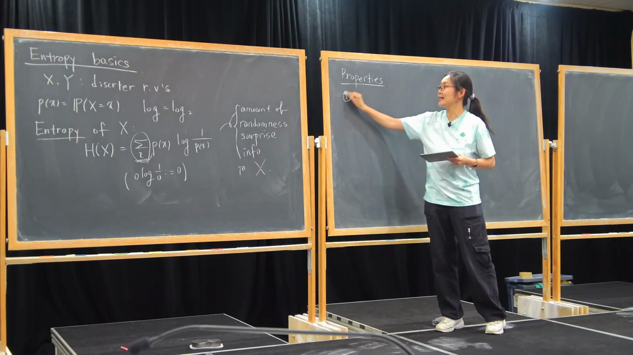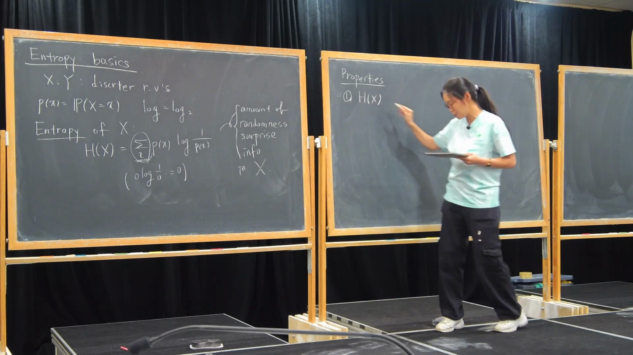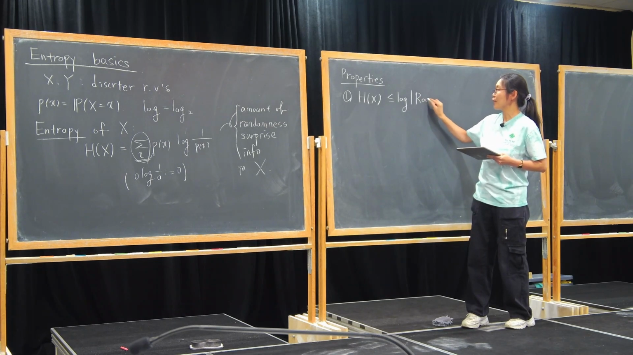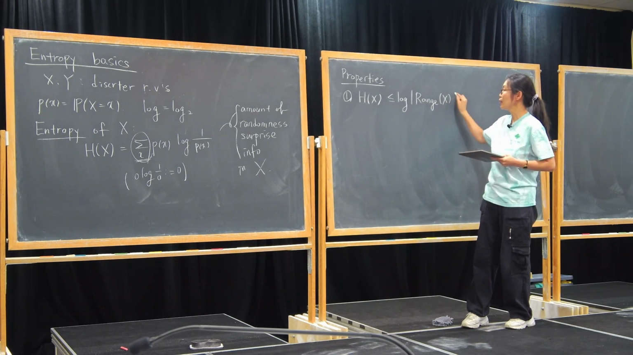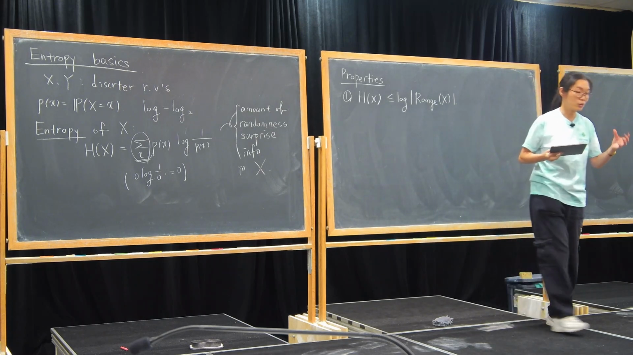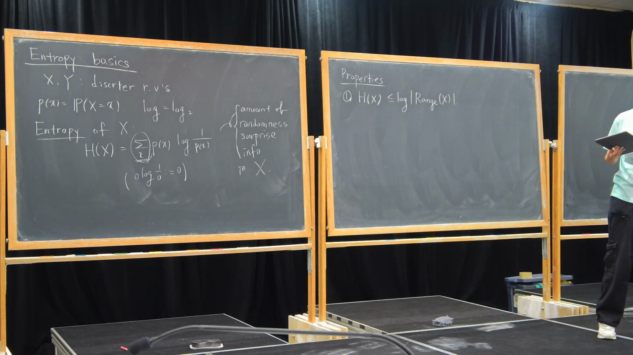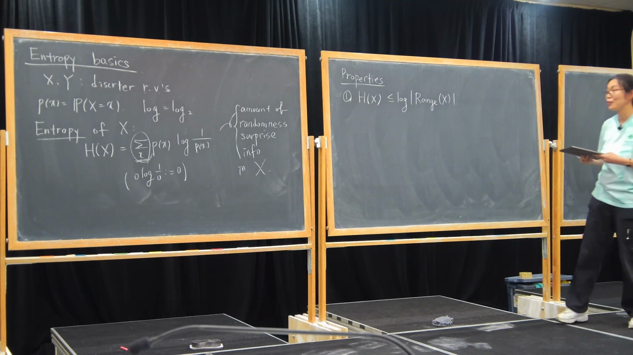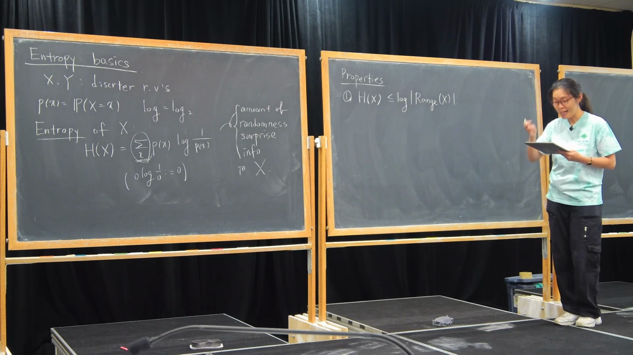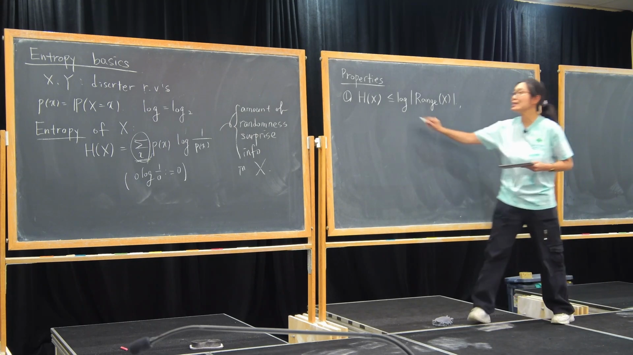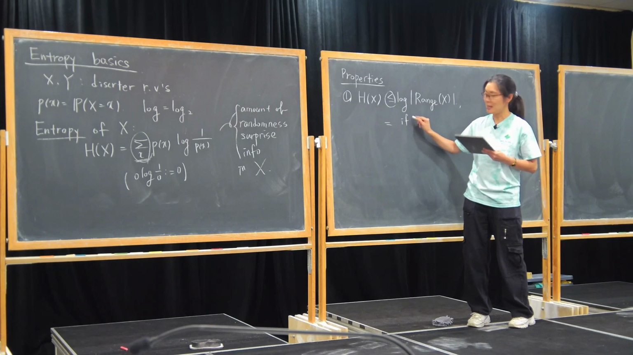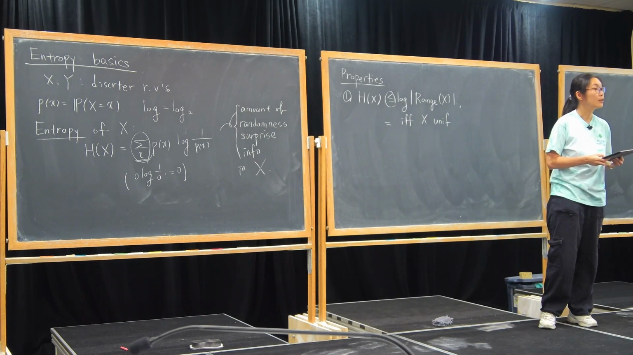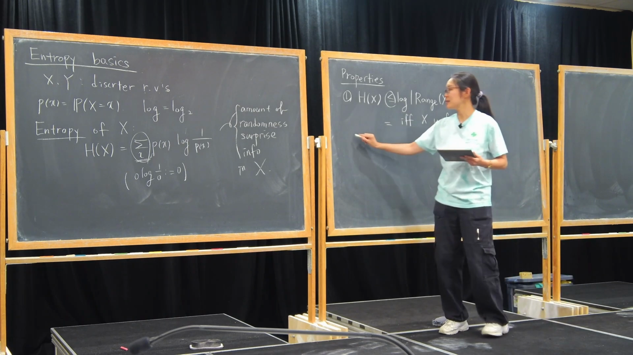And the first property is we know that the entropy of x is always at most log of the size of the range of x, where the range means the collection of values for which the probability of x is not 0. Okay, so basically range is the values that x takes with a non-zero probability, and this one becomes equality if and only if x is uniformly at random.